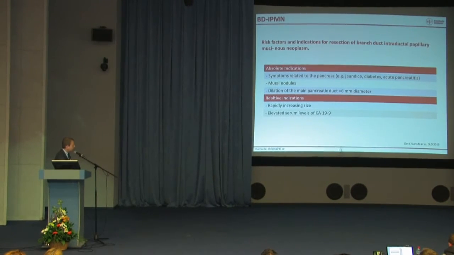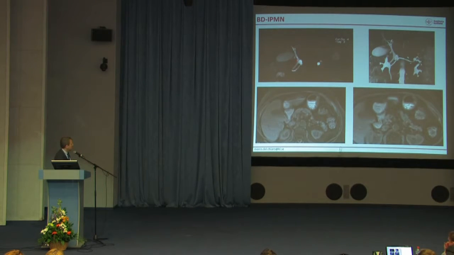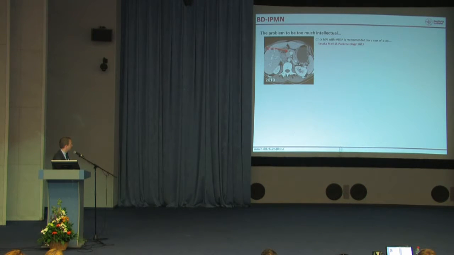Here we are going to see the risk factors I told you before, that are indications for surgery. Absolute indications: symptoms related to the pancreas, mural nodules, dilatation of the main pancreatic duct over 6 millimeters. Relative indications: rapid increase in size, and elevated level of CA 19-9. You see here a typical example, a small main duct IPMN but with a solid component. In this case, we performed enucleation. There were 2 lesions, another in the head with a solid component, so we did distal resection plus enucleation of the one in the head. You can see here the bile duct and the portal vein. It was in the posterior side of the pancreas, in a bad position, so to say.